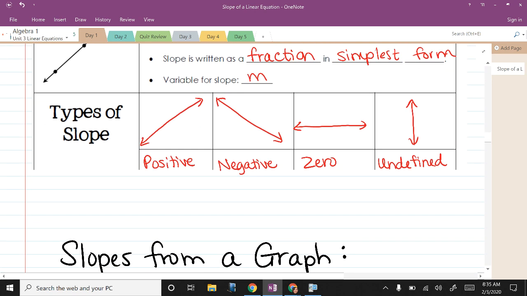So is everybody okay with the 4 types of slopes? If it goes up from left to right, positive, down from left to right is negative. If it's a horizontal line, it's 0. If it's a vertical line, it's undefined.